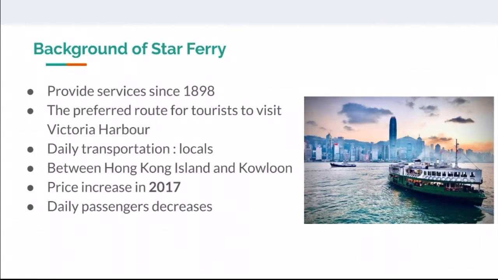Star Ferry has provided services in Hong Kong since 1898. It is the preferred route for tourists to visit Victoria Harbour and the daily transportation for locals. Star Ferry crosses between Hong Kong Island and Kowloon every day. In 2017, the price of the fare increased, and therefore the daily passengers of Star Ferry decreased.